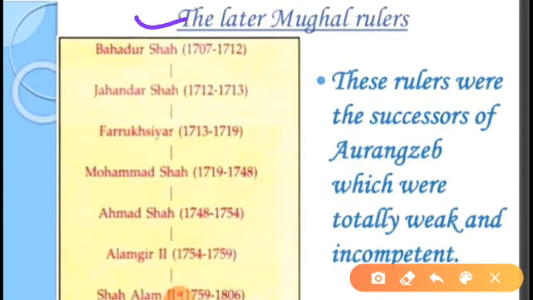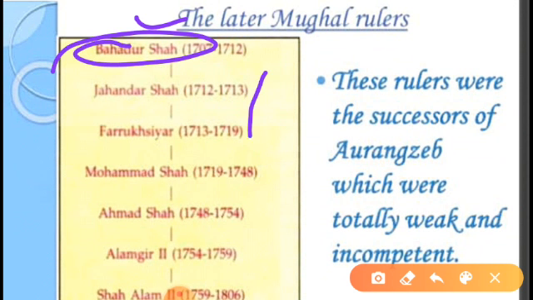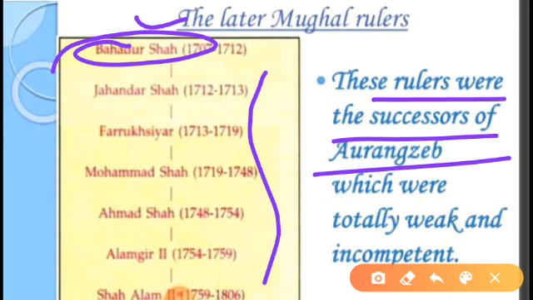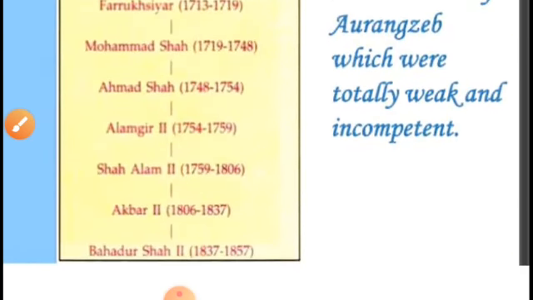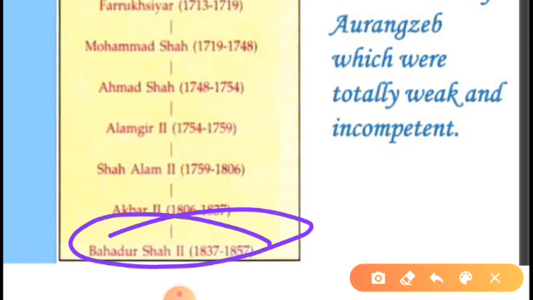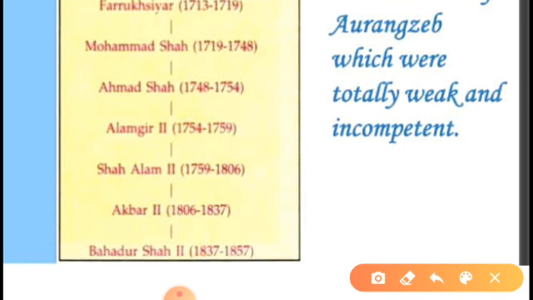The later Mughal rulers were weak successors. Except for Bahadur Shah, maximum of them were weak. The successors of Aurangzeb were totally weak and incompetent, or inefficient. Here we can see the last ruler of the later Mughal period is Bahadur Shah II, and in 1857 the Mughal Empire was totally abolished.